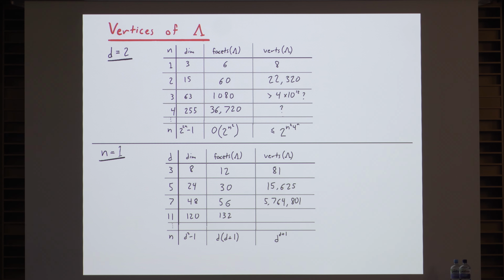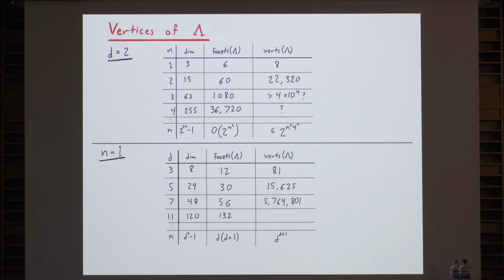So your question was about how many vertices there are. This is what we know about the number of vertices. So we've got two cases here. First, d equals 2, so qubits. This is telling you how the size of the polytope scales with the number of qubits. So first, the dimension of this space of Hermitian operators is already exponential in the number of qubits, 2 to the 2n minus 1. The number of facets, you have a facet for each stabilizer state, right? So the number of stabilizer states is the number of facets. It scales like 2 to the n squared, pretty big.